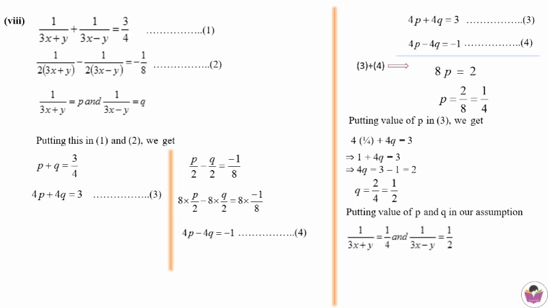Simply as before you have to resubstitute it. That is, our assumption is 1 by (3x plus y) is equal to 1 by 4, and 1 by (3x minus y) is equal to q, that value of q is 1 by 2. So when you cross multiply it, 3x plus y is equal to 4 into 1, that is equal to 4. Again 3x minus y into 2 equal to 2 into 1, that is equal to 2. So once again 3x plus y is equal to 4, label it as equation number 5. 3x minus y is equal to 2, label it as equation number 6.